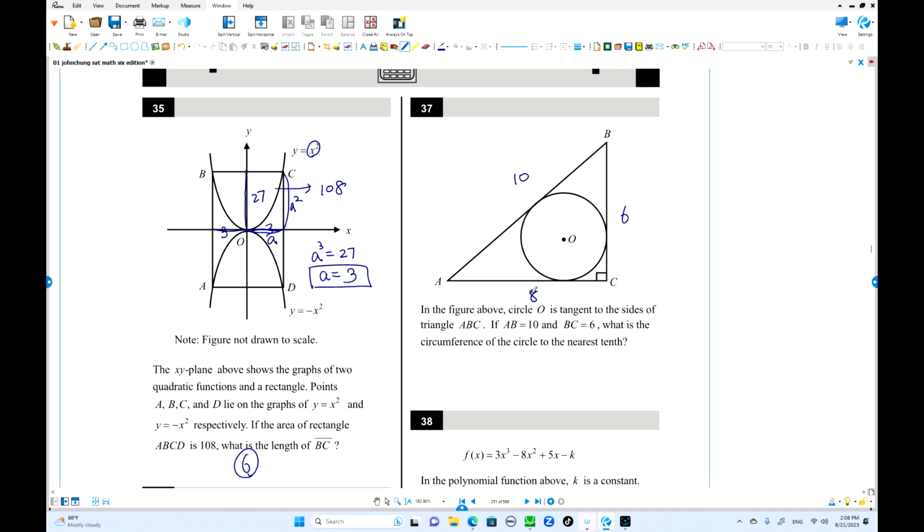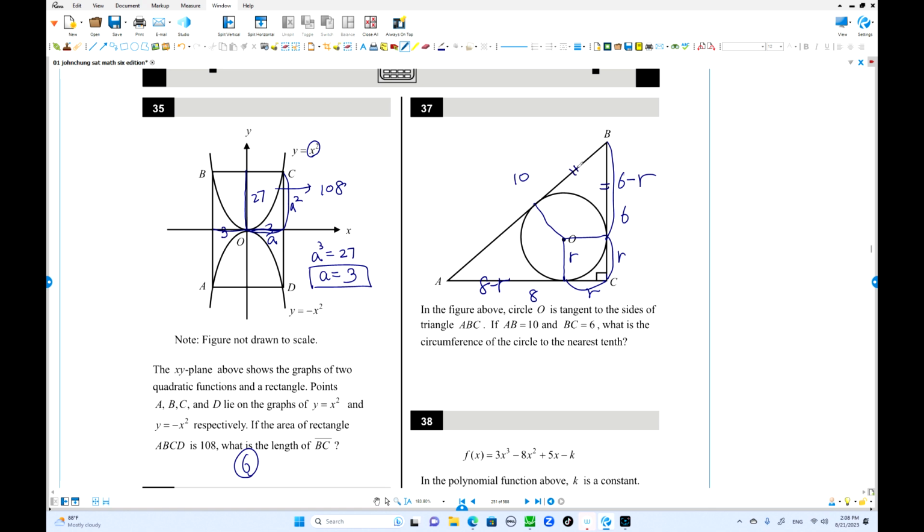So we need to find the radius, right? Okay, you can make the radius. This is the radius. This is the radius. How about this is radius r? What is the length of this one? This is r also. This is r also. This is what? 6 minus r, right? This is what? 8 minus r.